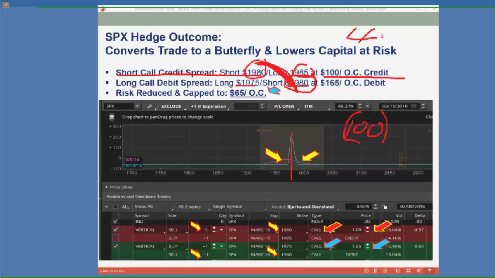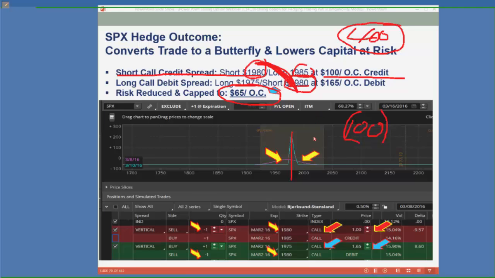Especially when you're doing credit spreads. So by converting this when my line in the sand was hit, before it got close to my short strike, I bought that 1975-80 call spread. That reduced my capital at risk from $400 to $65. Huge difference. So not only does it save you in the pocketbook, but just emotionally and from a standpoint of your emotional part of your trading, it really helps you to take the stress out of the market.